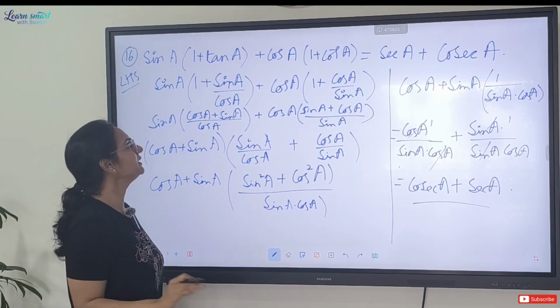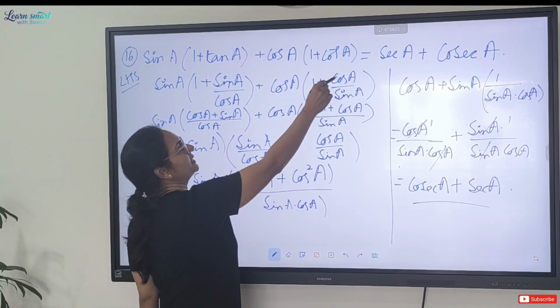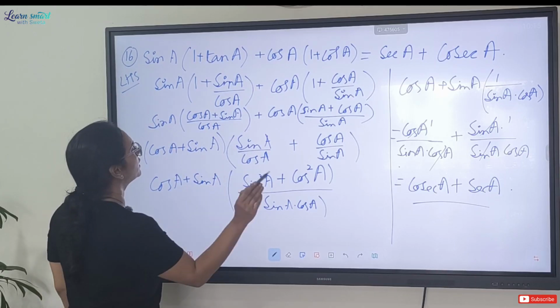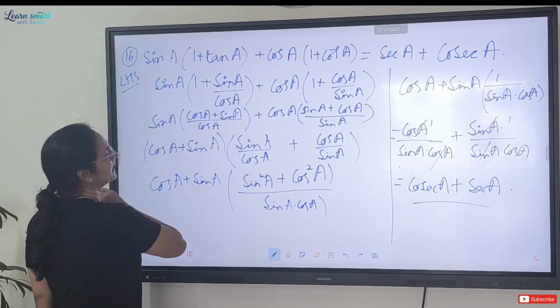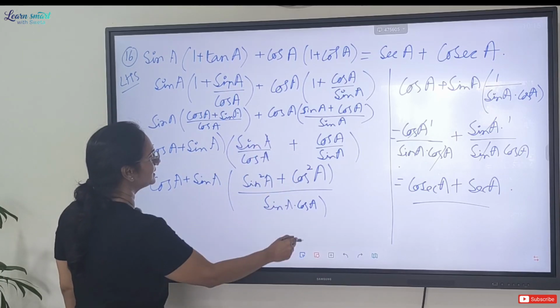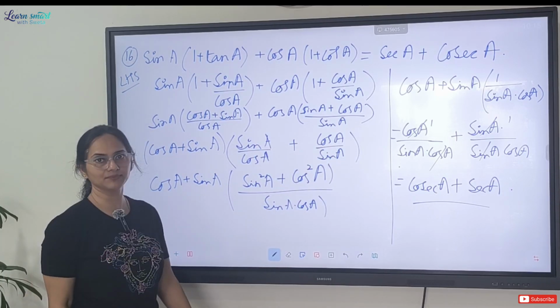So basically what we did in this question, we just wrote tan A as sin A by cos A and cot A as cos A by sin A. Take out common whatever is common. Here I saw cos A plus sin A is common, so we have taken that as common. Whatever remains, take the LCM and simplify, solve, then you get the answer, right?